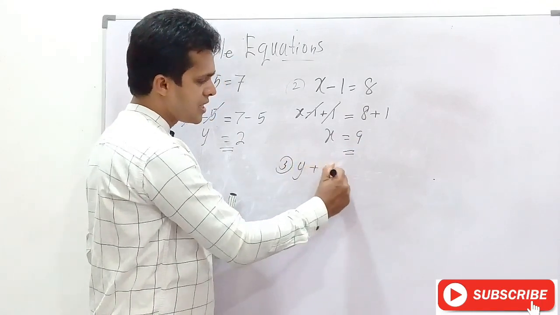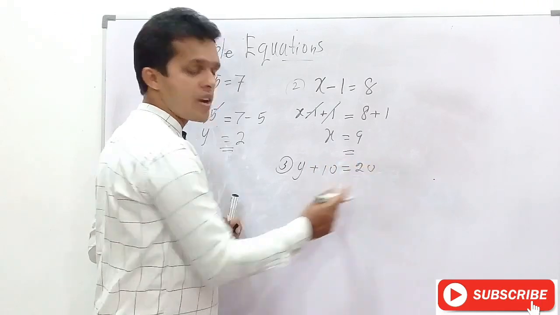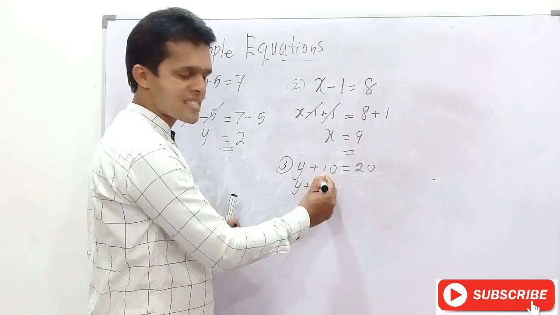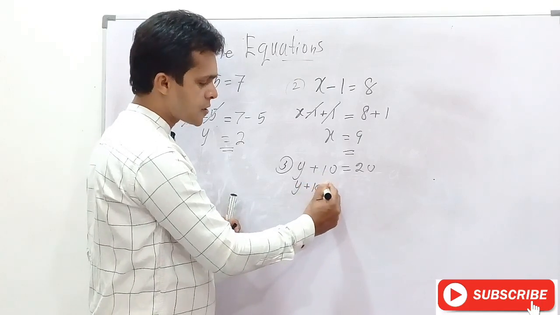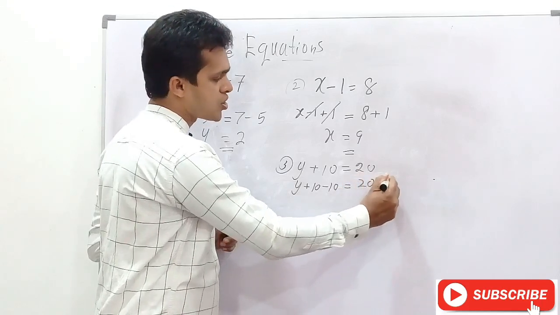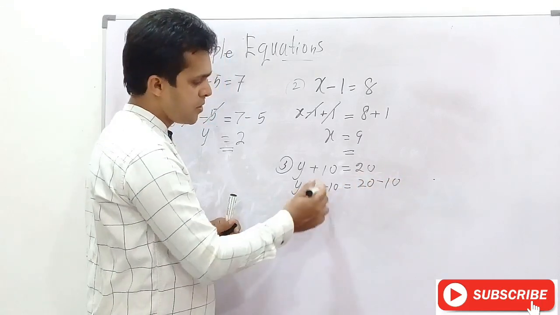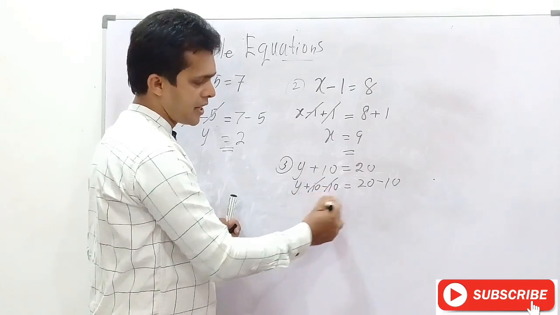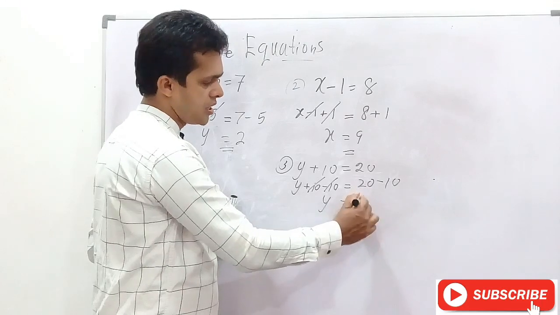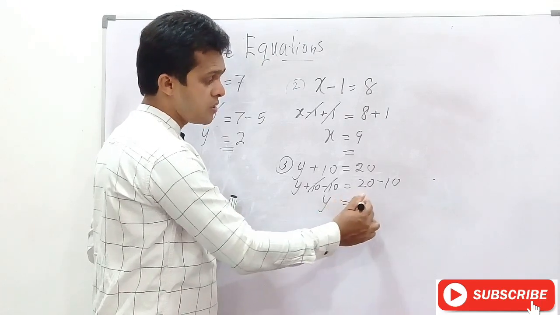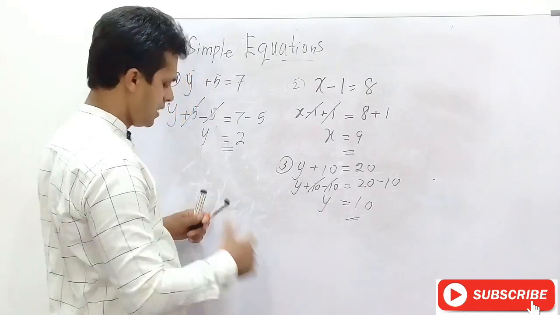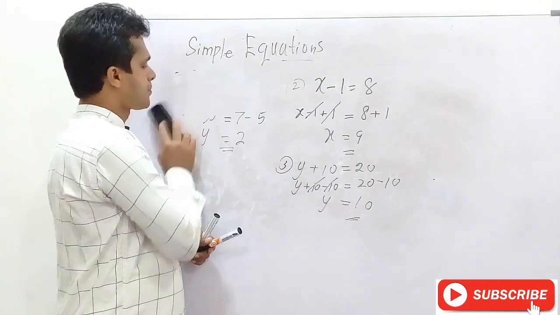The other sum. y plus 10 equals 20. Let's find the value of y. Here plus 10. If it is plus 10, then subtract 10 from both sides. Now simplify plus 10 and minus 10. So the value of y should be equal to 10. y equals 10. Okay. The other sum.